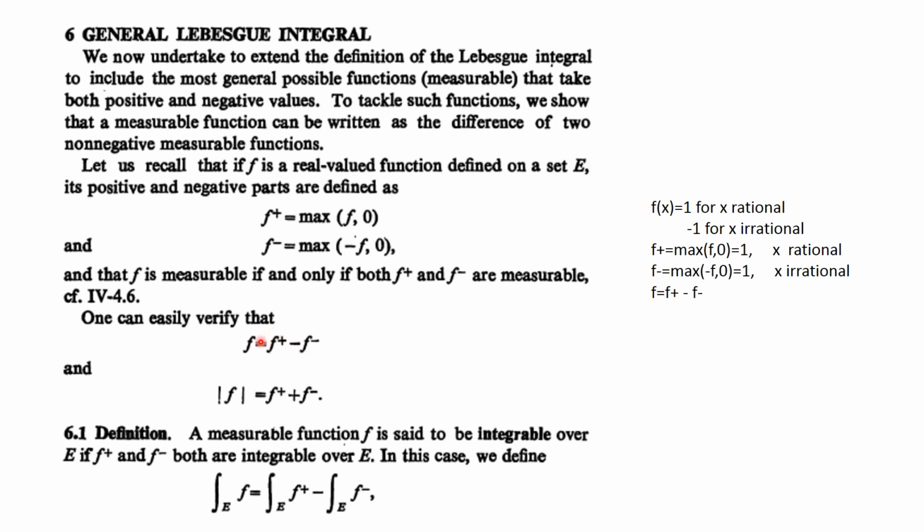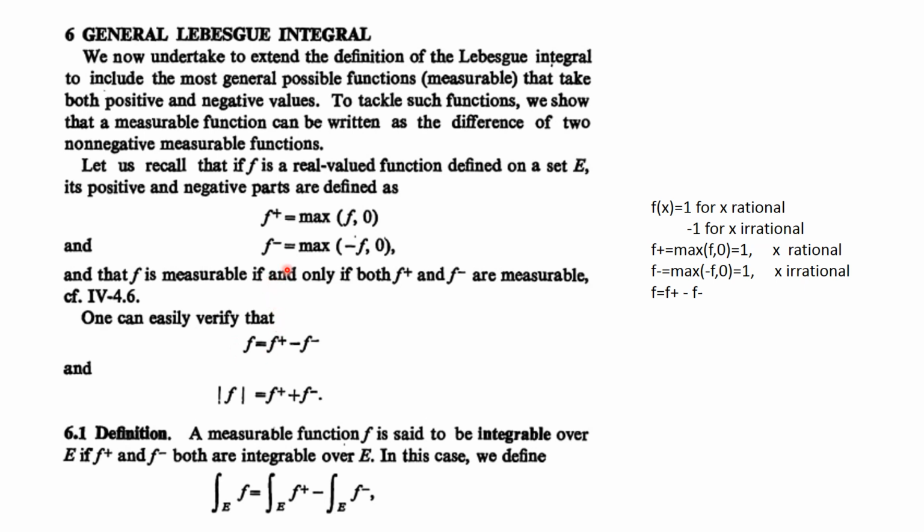So if you are given any function, you can always express that function as the difference of two non-negative functions: the max of f comma 0, and the max of minus f comma 0. One more observation: whenever our f is measurable, then we know that the max of these two functions is measurable. So it means f positive and f negative both are measurable. Vice versa, if the positive and negative parts are measurable, then the difference of two measurable functions is again measurable, which implies f is also measurable, right?